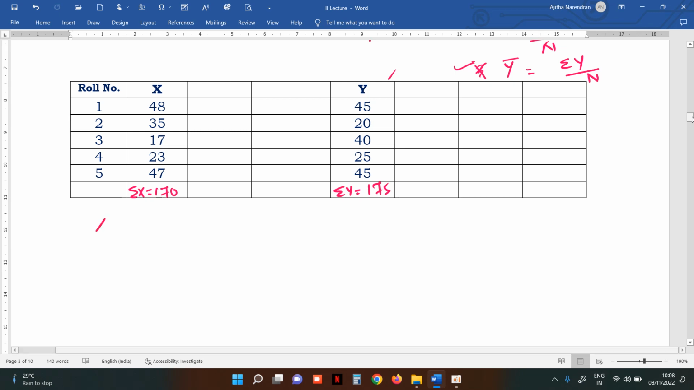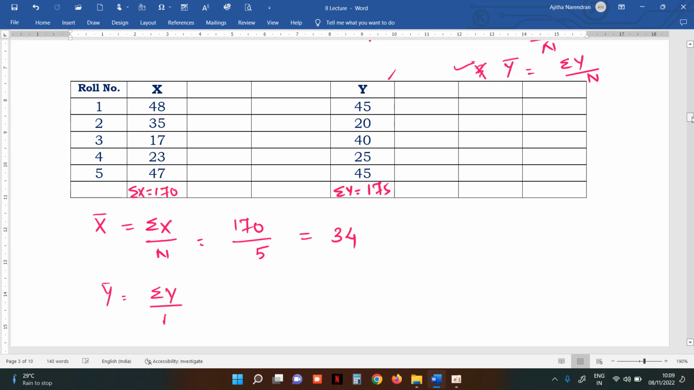First of all, you have to find out the mean. Mean is equal to summation of x by n. Summation of x is 170 by 5. When you divide it, it is 34. Likewise, you find the mean of y. The formula is summation of y divided by n. 175 divided by 5 is 35. So you have got the mean of x and the mean of y.